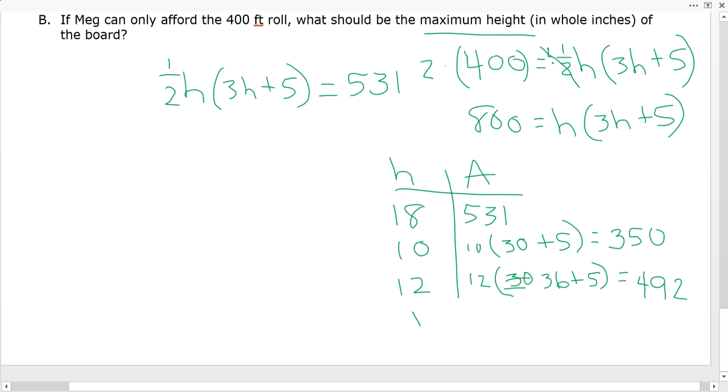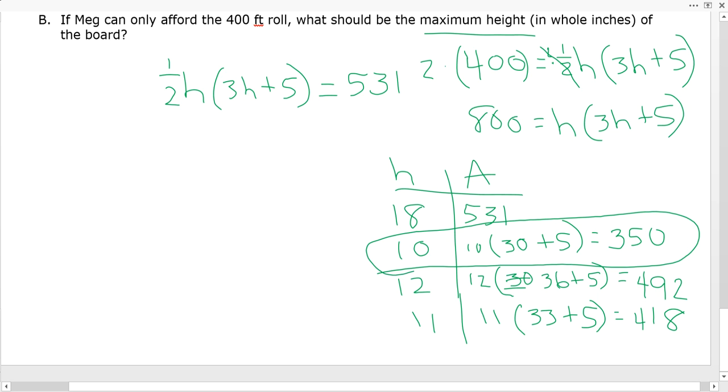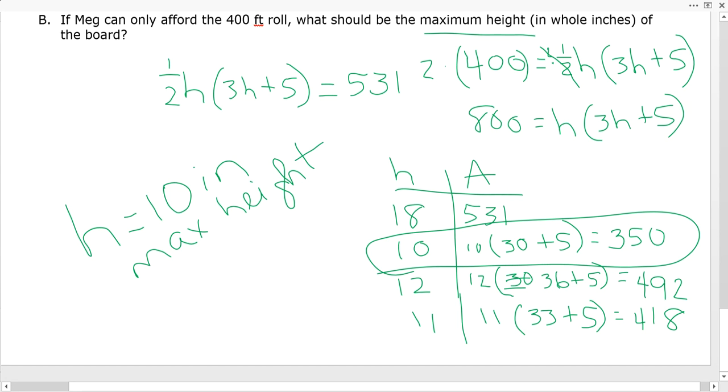Okay, so let's try 11, because I can only do 400. I bet 10's the one. 11, that's 33 plus 5 is 38. So 11 times 38 is 418. So 10 is the maximum height for the board if she has to buy the 400 square inch roll.